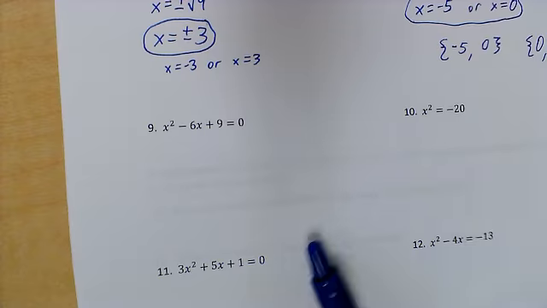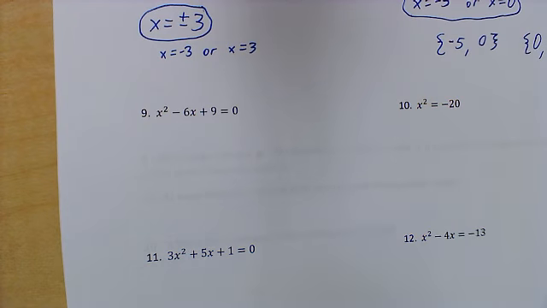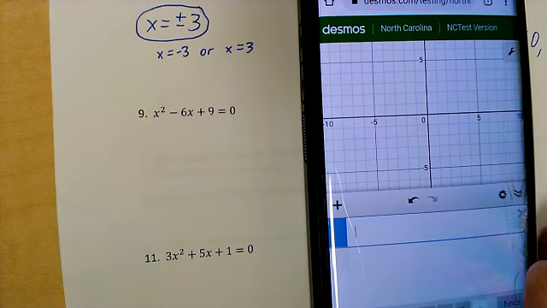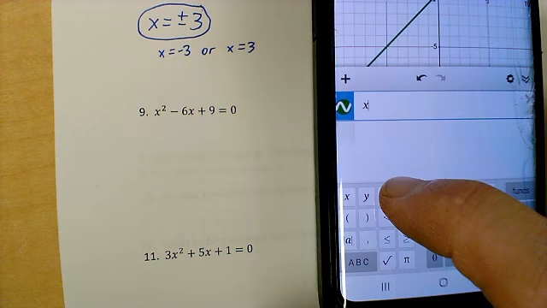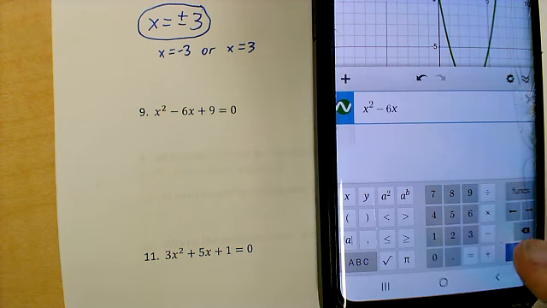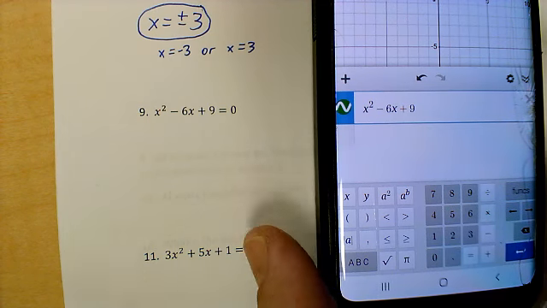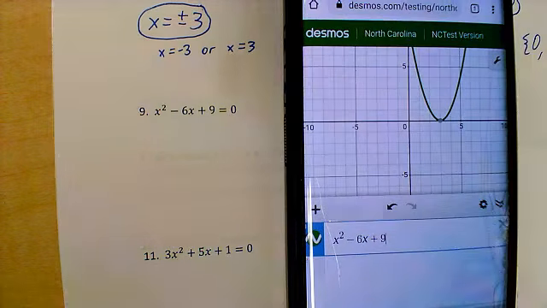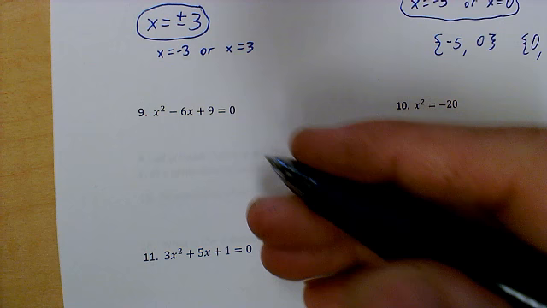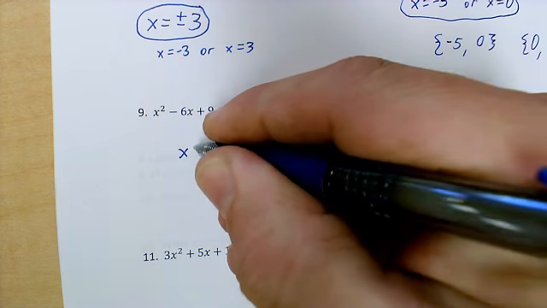All right, so looking at number 9, yet again, we're going to go ahead and graph this, I suggest. So I'm grabbing my Desmos calculator and typing in x squared minus 6x plus 9. Again, this is only because it's already equal to 0. This one is a bit unusual because there's only one unique solution. It's because the vertex is lying on the x-axis. So my answer is x equals 3, and that's end of story.